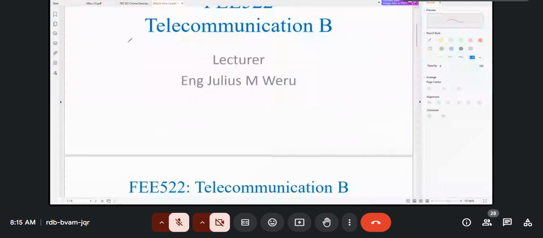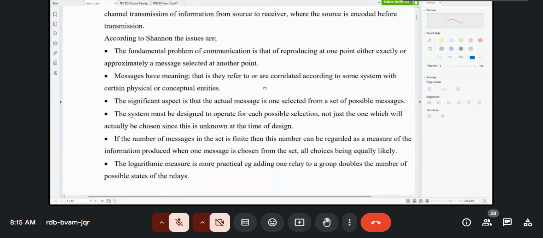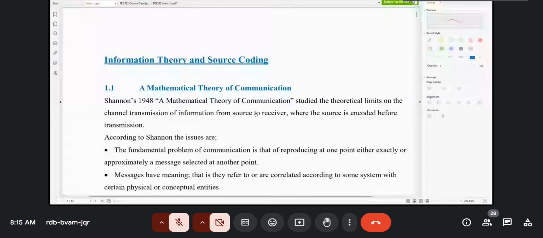So we'll start. If there are no questions on what we are going to cover, I think we can go to information theory and source coding. I hope you managed to download Shannon's mathematical theory of communication. Yeah, A Mathematical Theory of Communication. I said 1960, I think it's 1948. That's when Shannon produced this paper.